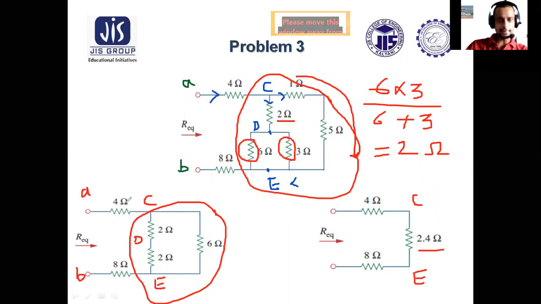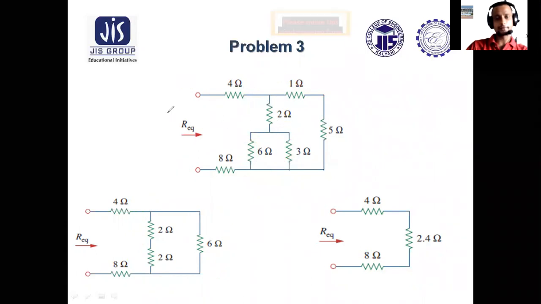In between A and C, there is 4 ohm, which is kept intact yet. In between E and B, there is 8 ohm. Now, with all these resistors, you are having only one path to reach B from A. So all these resistors will be connected in series. So equivalent resistance will be 4 plus 2.4 plus 8. That is 14.4 ohm. Clear? So this is how you can get equivalent resistance for this circuit.